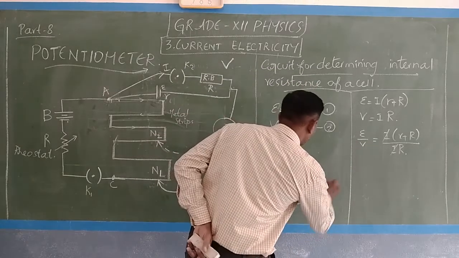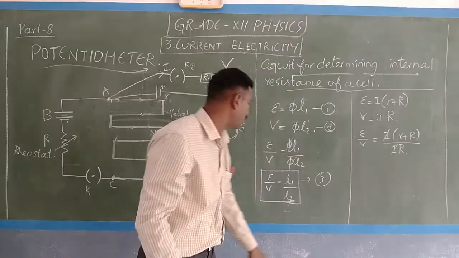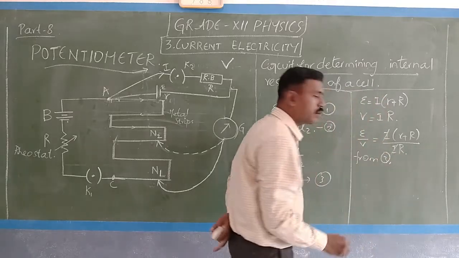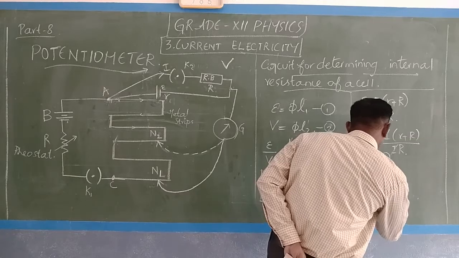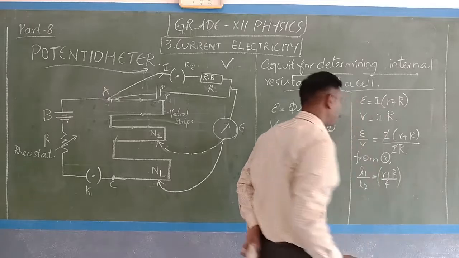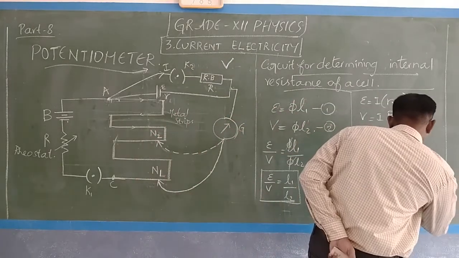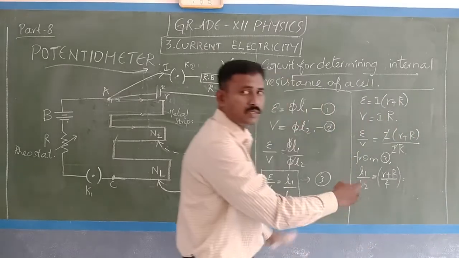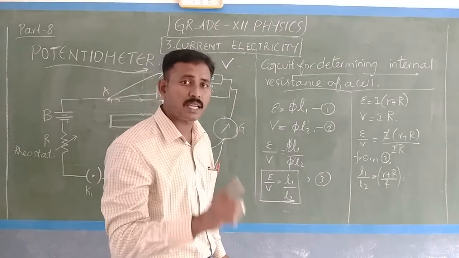Let this be the third equation. Substitute this third equation here. From 3, what value do I get for E by V? That is L1 by L2 equals R plus r by R. Now we have to extract r. I need the small r value, which is the internal resistance.